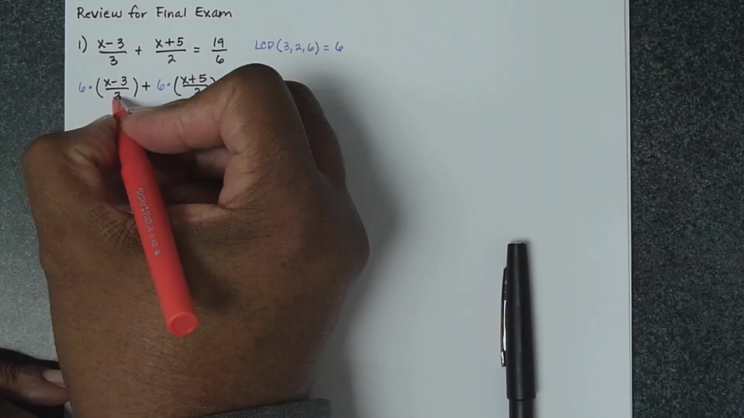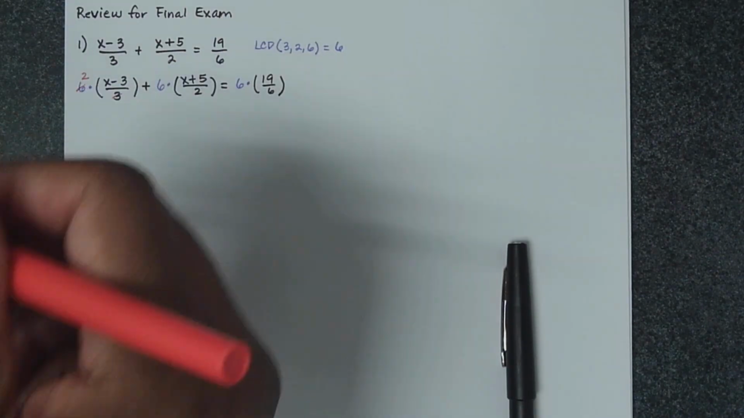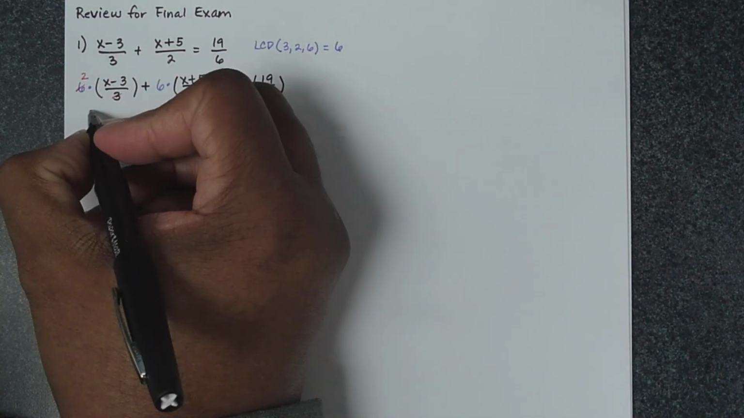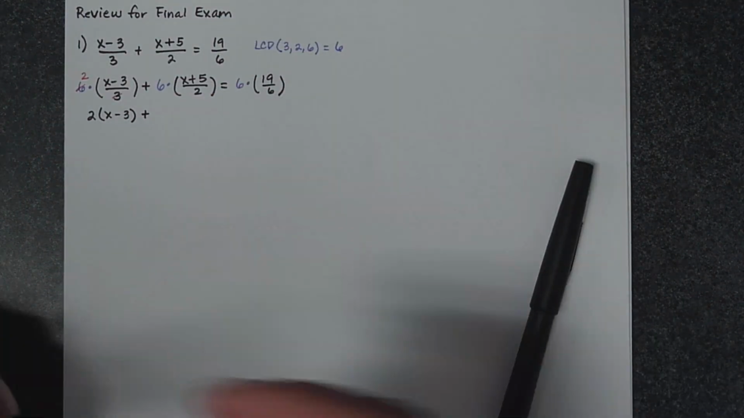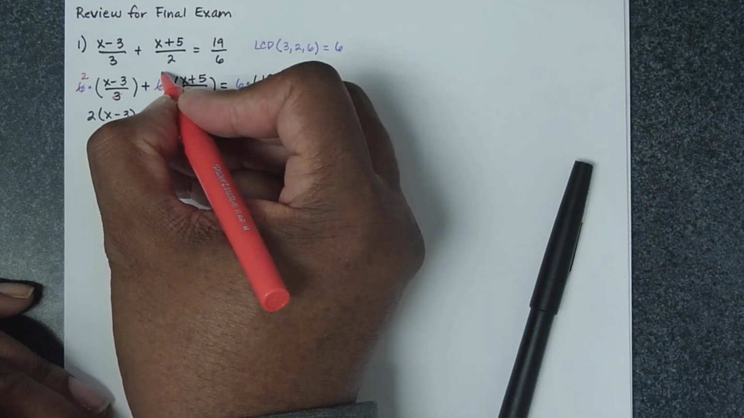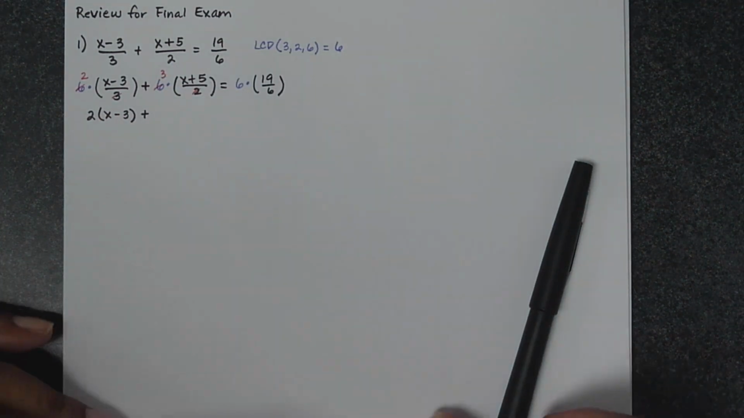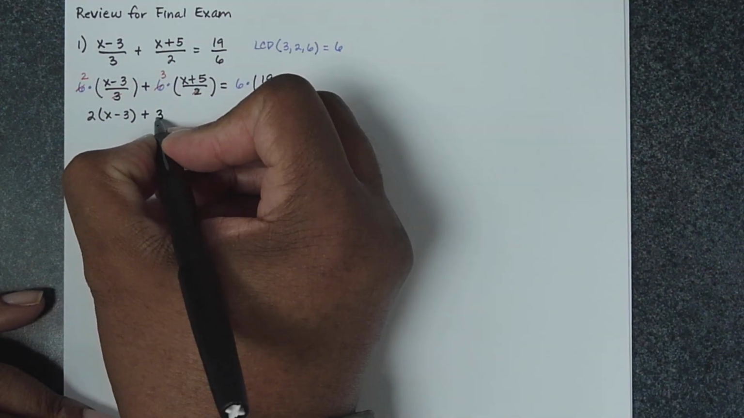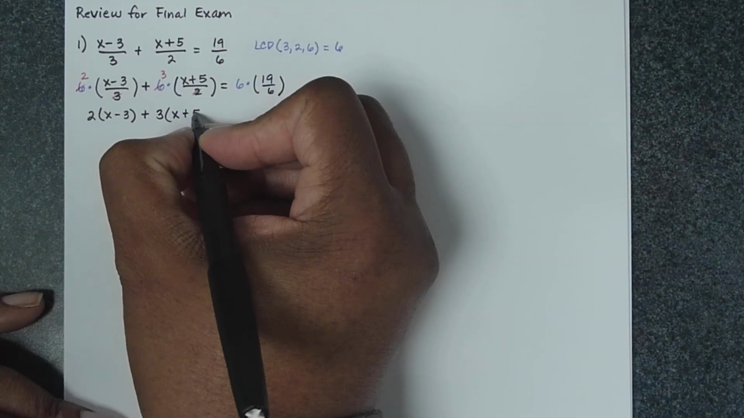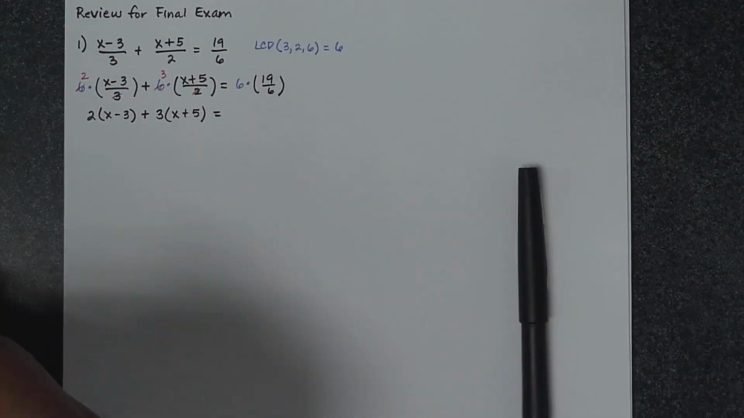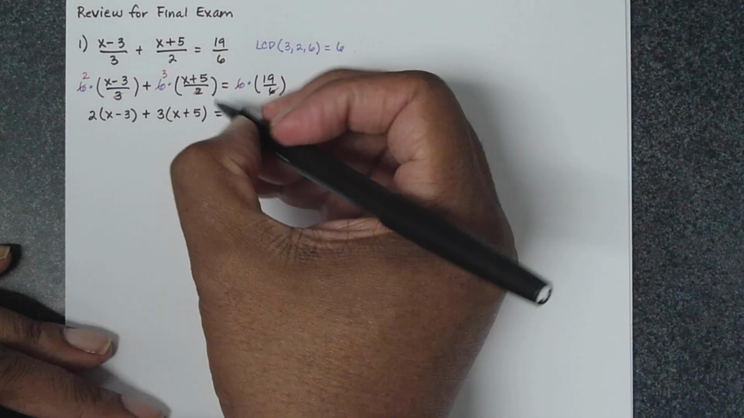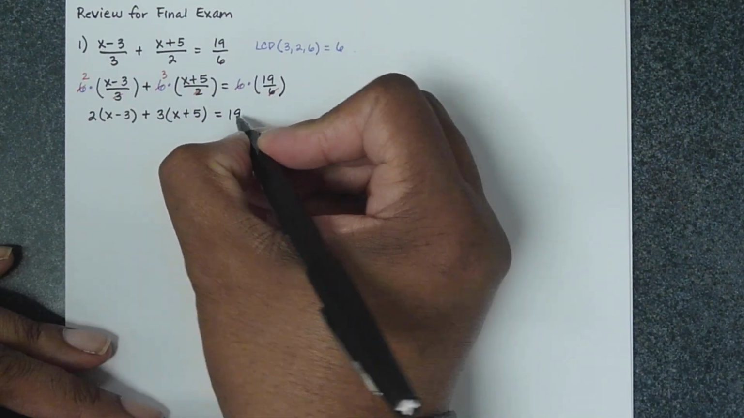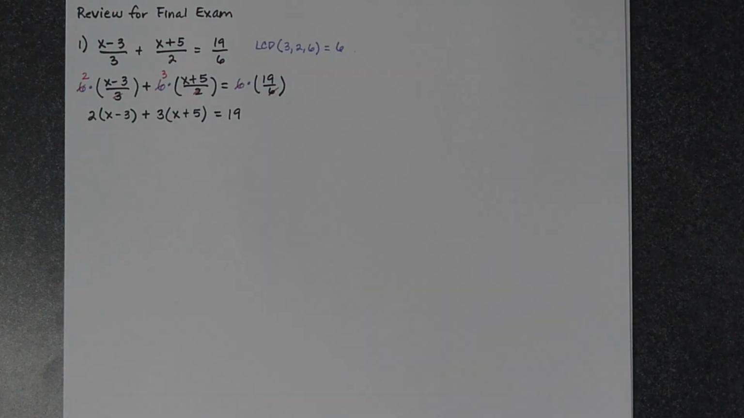If I divide this 3 into this 6, that's going to go 2 times. So here I'm going to have 2 times the quantity (x minus 3), plus, and if I divide this 2 into the 6, that's going to go 3 times. That would be 3 times the quantity (x plus 5). And that's equal to, and then the 6's divide out on the right side, I'll be left with 19. So now I have an equation where I can easily remove the parentheses and combine like terms.